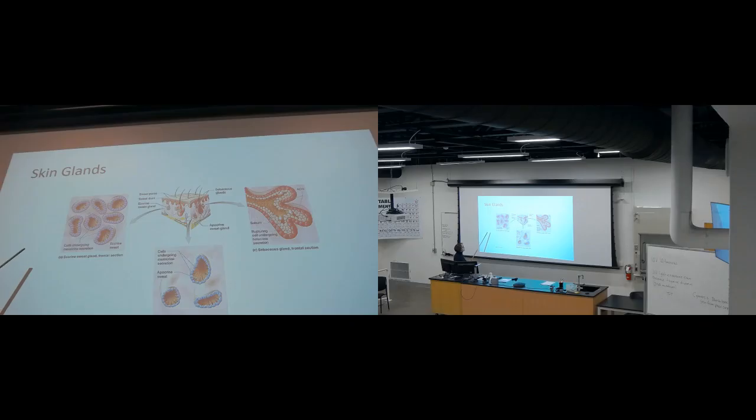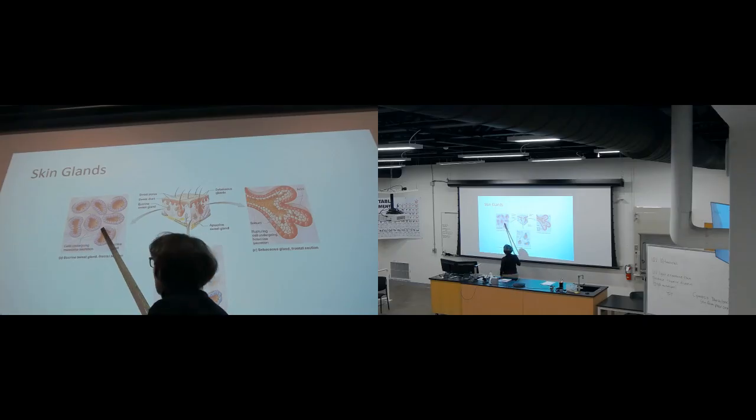So here are some examples then of sweat glands. In this case, this is an eccrine gland, which, if you remember, has merocrine secretion, which is basically releasing the sweat directly into the duct.